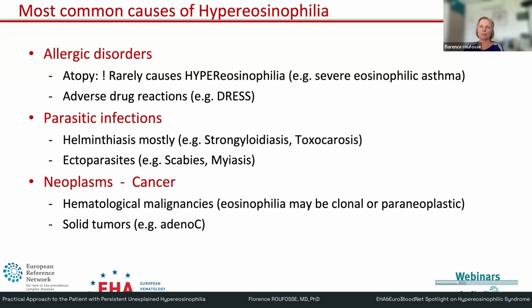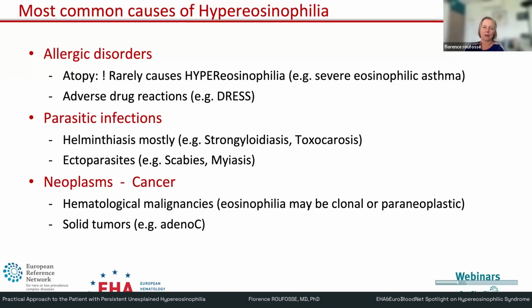So first of all, I'd really like to re-insist on the fact that in the majority of cases, when you see a hypereosinophilic patient, you're going to find an underlying cause, and it's not going to be hypereosinophilic syndrome, even if this whole presentation is all about that. And so on this slide, you basically have the three most common types of diseases upon which you will eventually stumble if you investigate hypereosinophilia.